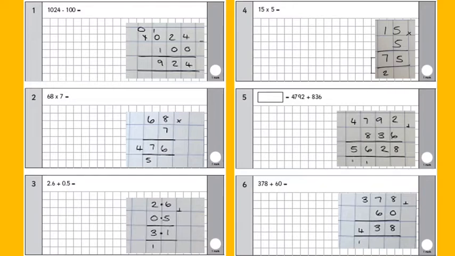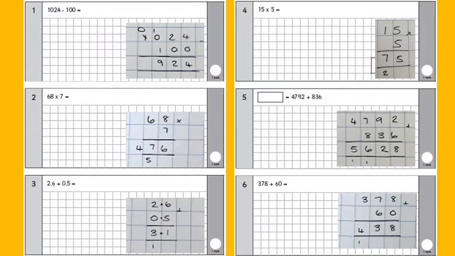Number 4, we have got 15 multiplied by 5. 5 5s are 25, and carry the 2 over. We've then got 1 times 5, which is 5, and then the 2 that has been added on, which gives you 75. Number 5, we've got a mystery number question.